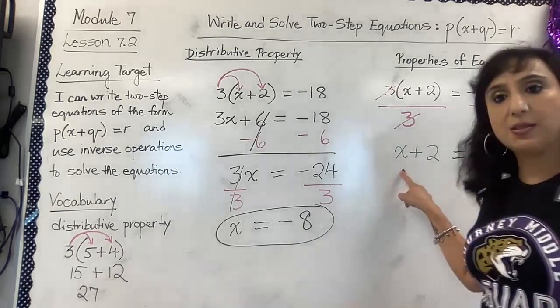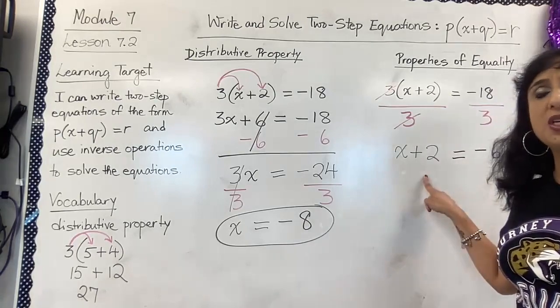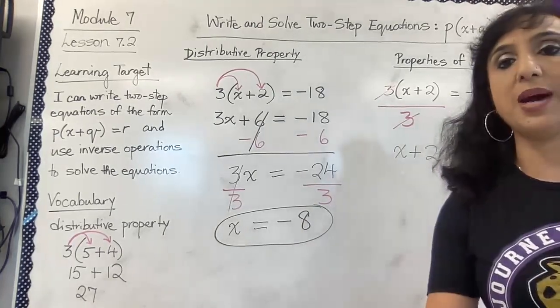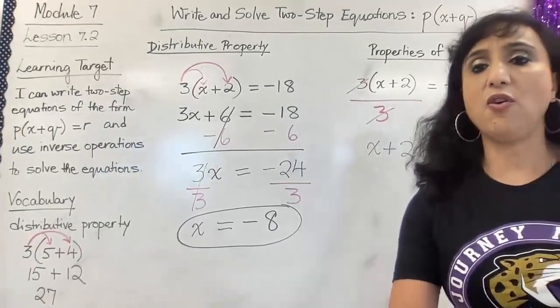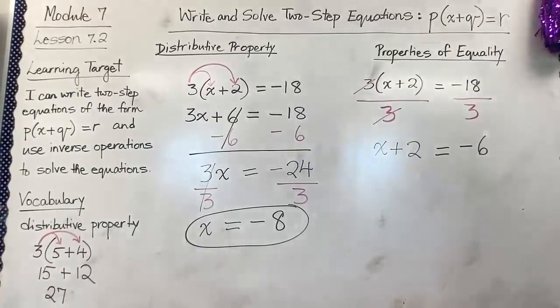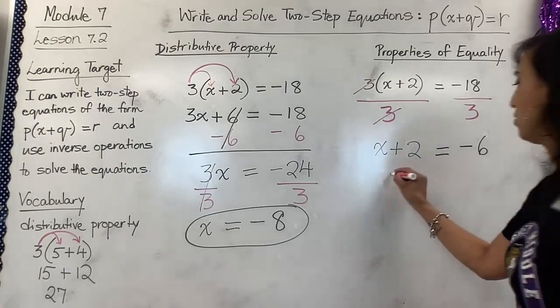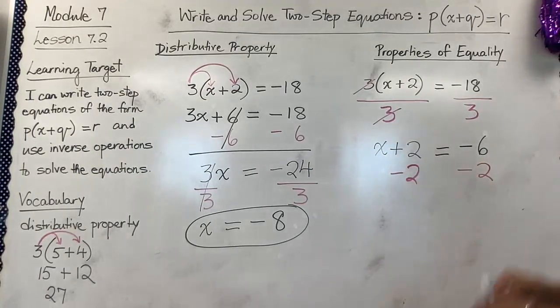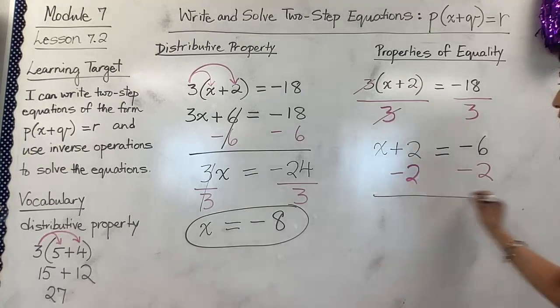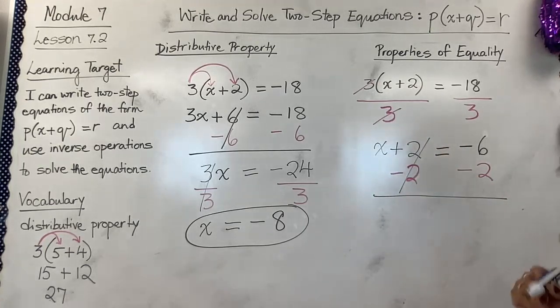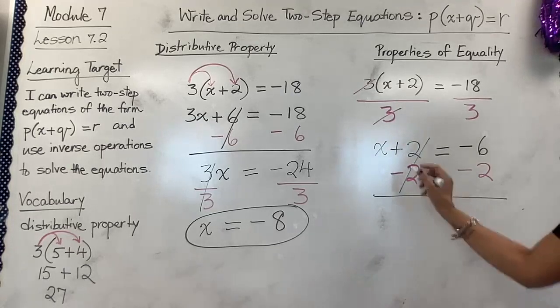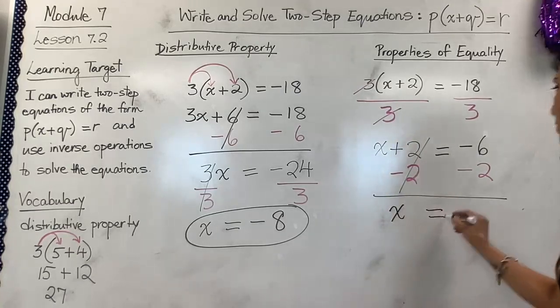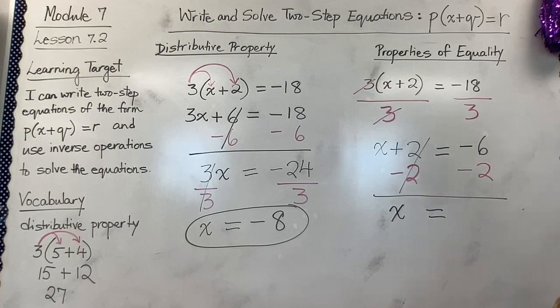So this is x plus 2. So the opposite of plus 2 is going to be minus 2. And so therefore, I am going to subtract 2 from both sides of the equation. So this is minus 2 and minus 2. And then if I look at this, 2 minus 2 is 0. And then I have x is equal to same signs, so I'm going to add, and I get negative 8.